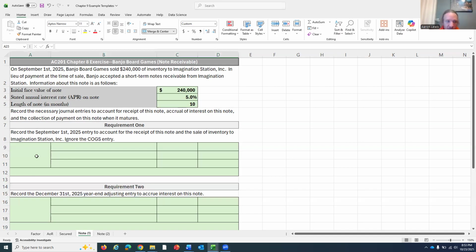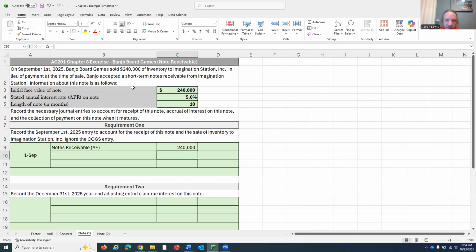So let's go through and start on September 1st. On September 1st, this is the point in time where we are going to make the sale to Imagination Station Incorporated. And they are going to sign us a promissory note saying that we are eligible to receive $240,000 plus applicable interest sometime in the next 10 months. So we have to put the notes receivable on the books. Notes receivable, just like accounts receivable, is an asset account, and it increases on the debit side. So let's put the note on the books for 240 grand.